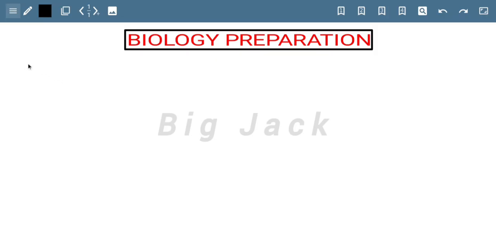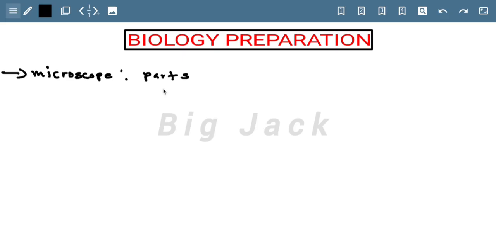So let me start with the first one, which is the microscope. What should you know about the microscope? You need to know the parts of the microscope and their functions. When it comes to the parts and functions, I think they can just ask you on multiple choice questions, unless otherwise they can ask you to give the function.